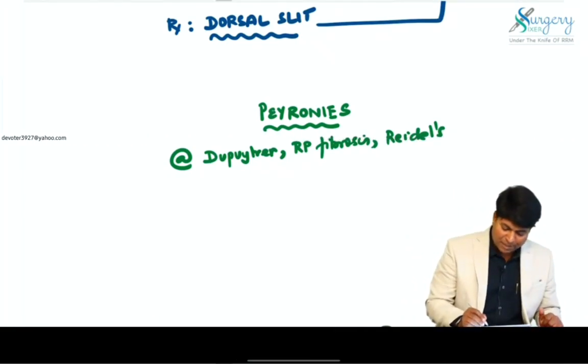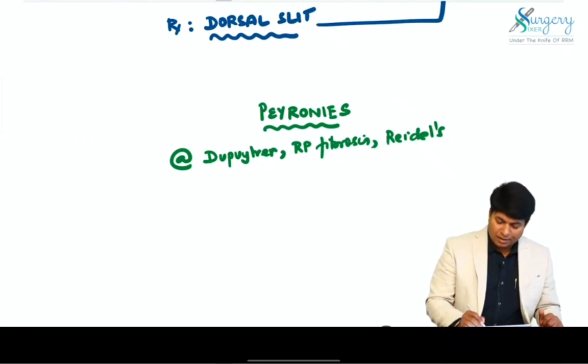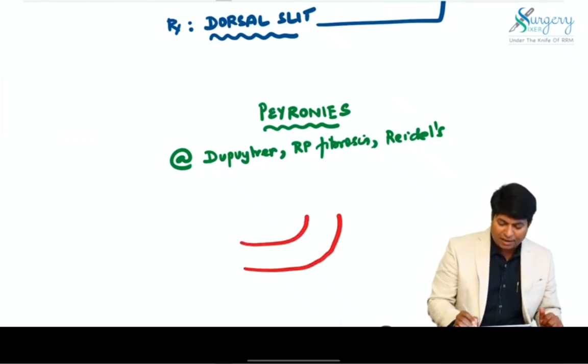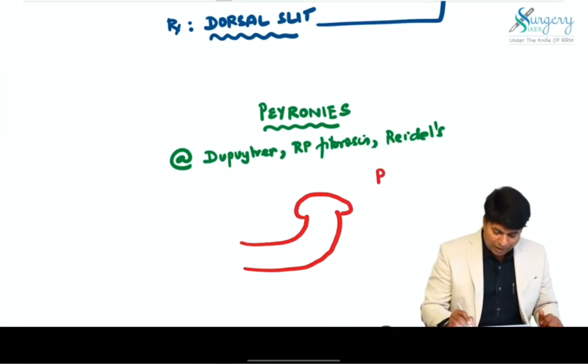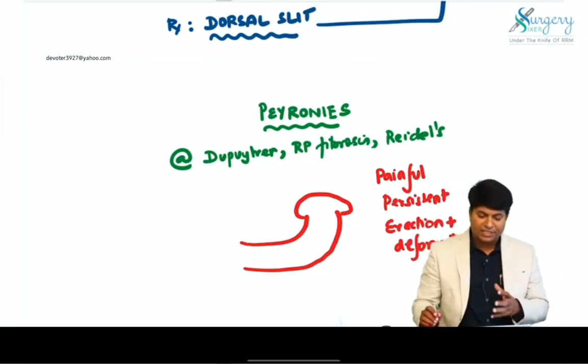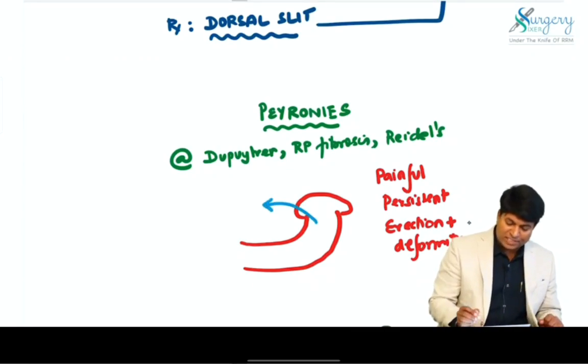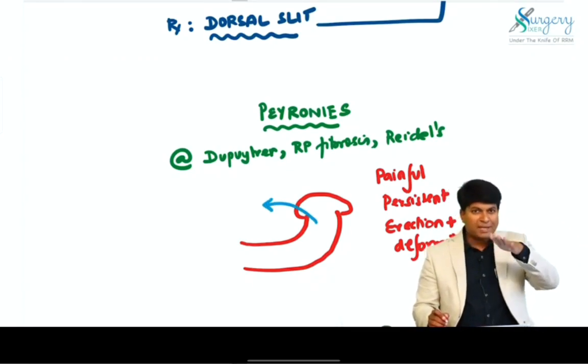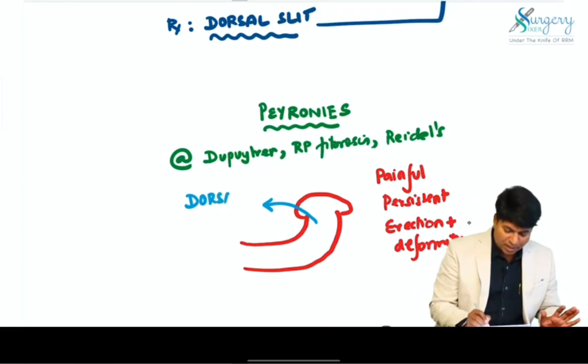In this condition, the penis gets curved like this. There is a painful, persistent erection with deformity of the penis. Usually, which direction does the penis turn, downwards or upwards? Usually the penis turns dorsally. So please don't forget what the dorsum of the penis is. The upper part of the penis is dorsal. That is usually a dorsal curvature seen.